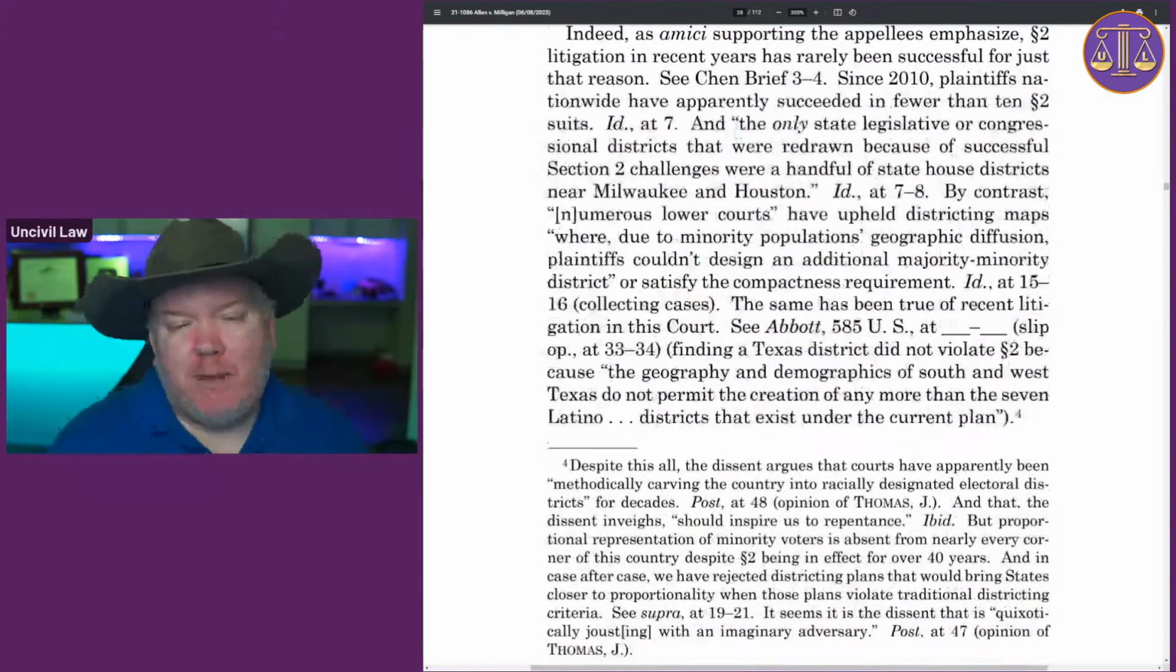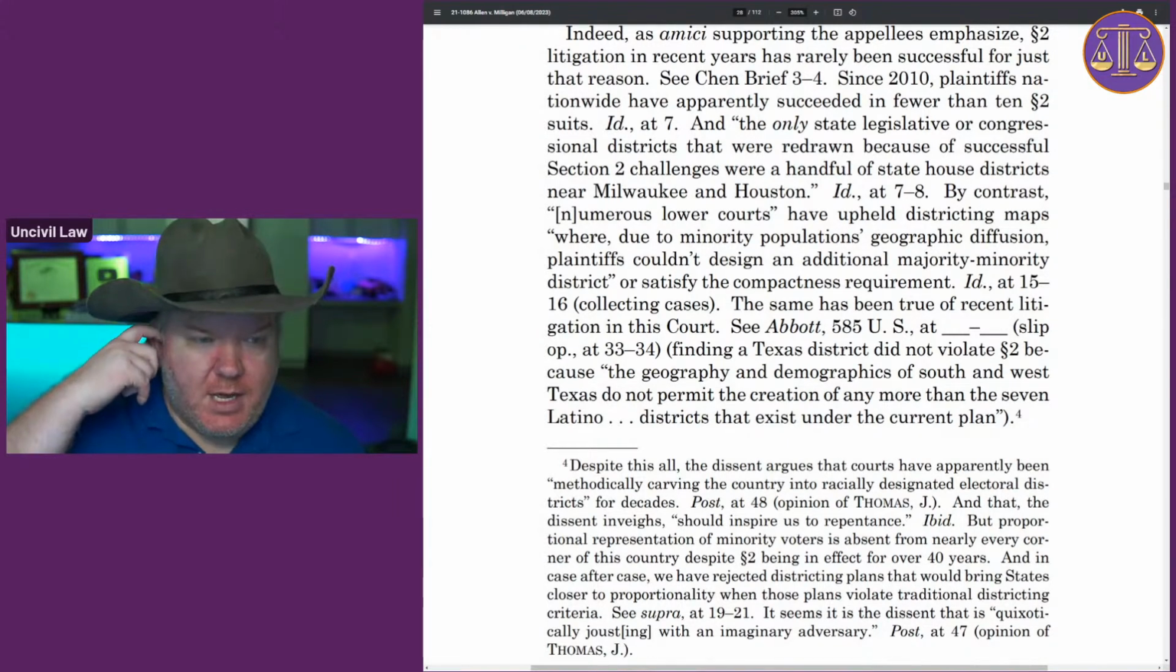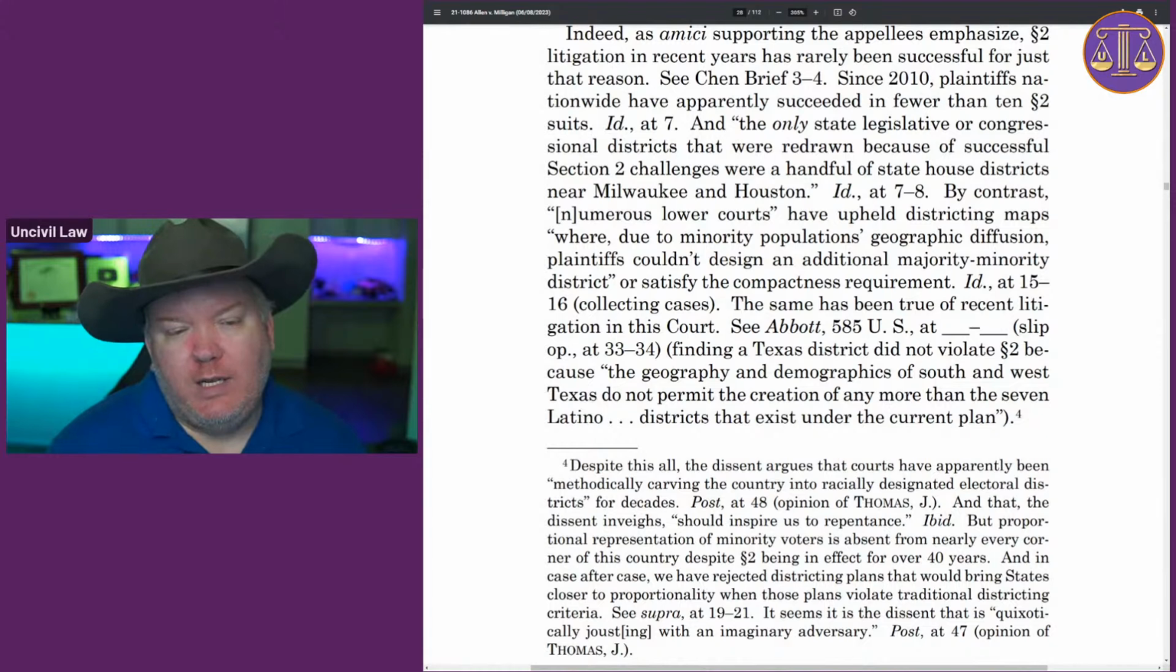Indeed, as amici supporting the appellees emphasize, Section 2 litigation in recent years has rarely been successful for just that reason. Since 2010, plaintiffs nationwide have apparently succeeded in fewer than 10 lawsuits, and the only state legislative or congressional districts that were redrawn because of successful Section 2 challenges were a handful of state House districts near Milwaukee and Houston. By contrast, numerous lower courts have upheld districting maps where, due to minority population geographic diffusion, plaintiffs could not design additional minority districts or satisfy compactness.